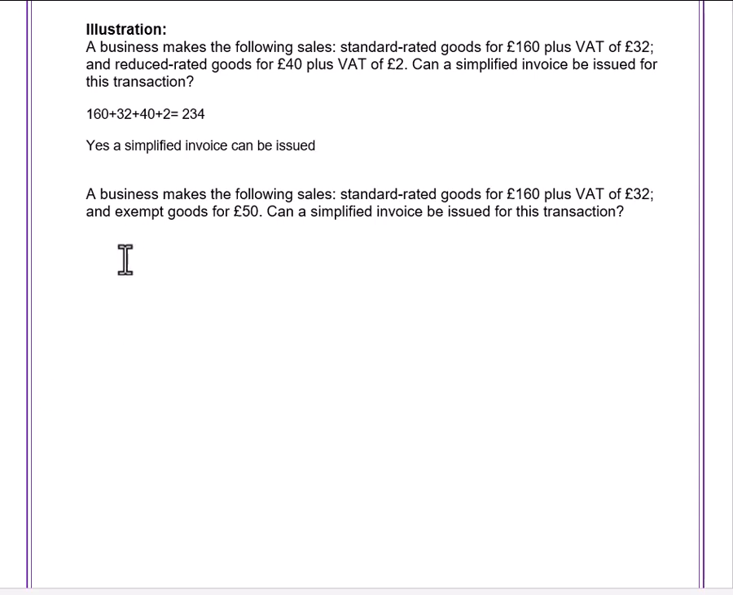The next one says, a business makes the following sales: standard rated goods for £160 plus £32 for VAT, and exempt goods for £50. Can a simplified invoice be issued for this transaction? And the answer is no. That's because there are exempt items included in this trade.